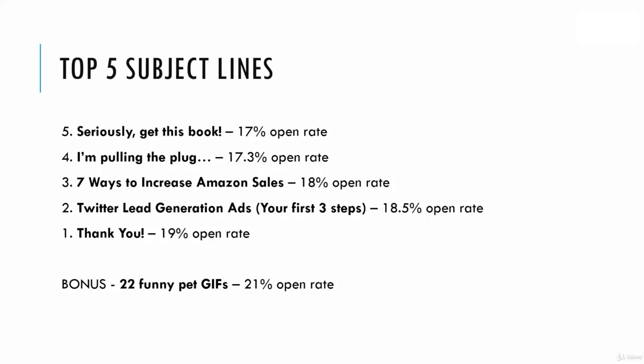Number 2, "Twitter lead generation ads (your first 3 steps)." This got an 18.5% open rate. If you wanted to try something new like Twitter ads, one of the biggest barriers to entry is not knowing where to start, right? And remember the one before, I said steps and numbered lists are very easy. Everyone can handle 3 steps, right? So I'm helping them solve a problem, and I'm telling them how short and easy it can be.